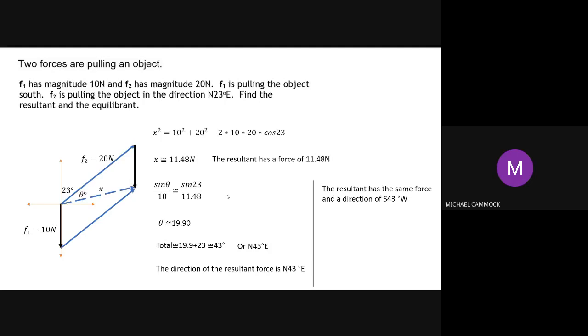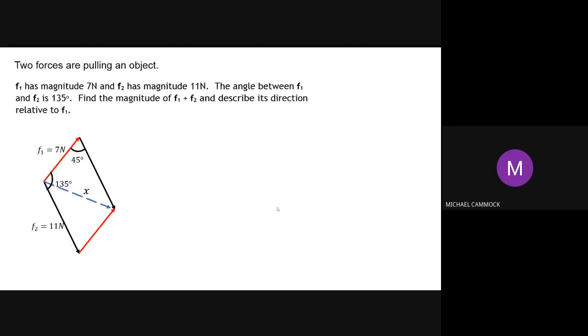Okay. All right. Now the question that's similar. Two forces are pulling an object. F1 has a magnitude of 7 newtons. So here's my F1. I've labeled it on my diagram. F2 has a magnitude of 11 newtons. There it is on the diagram. The difference this time is that they don't give us a directional bearing. They tell us the angle between F1 and F2. Between F1 and F2 is 135 degrees.